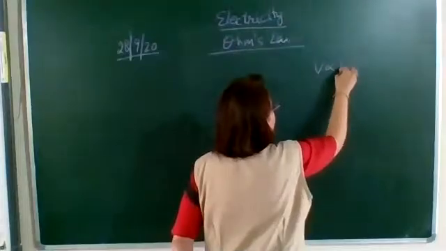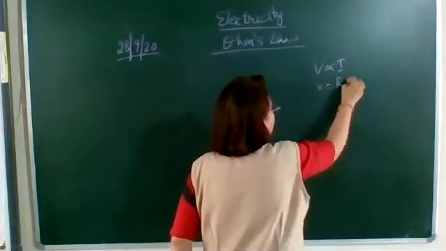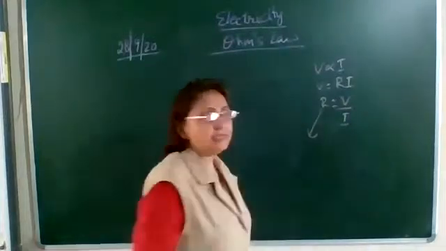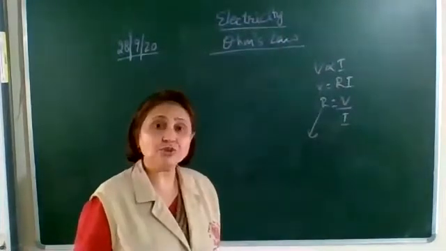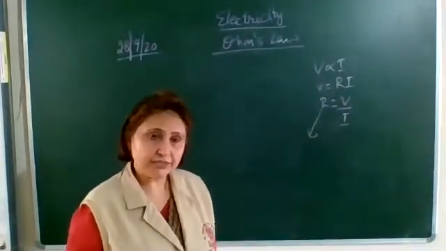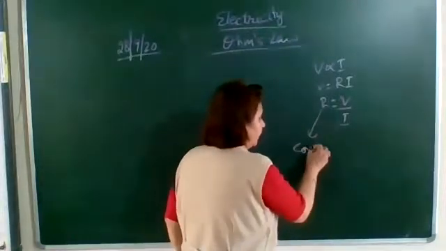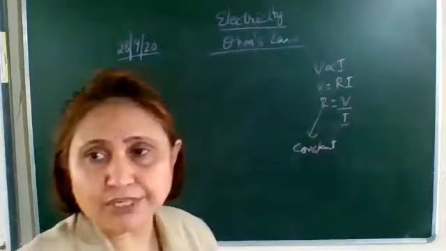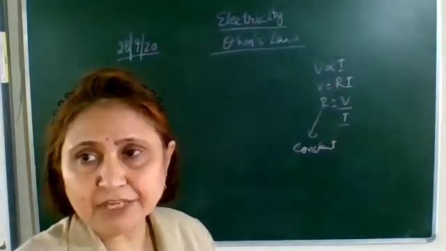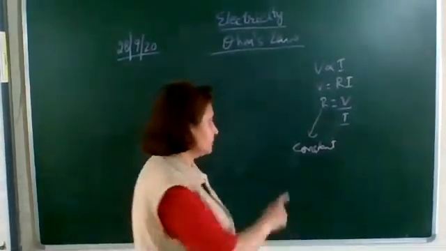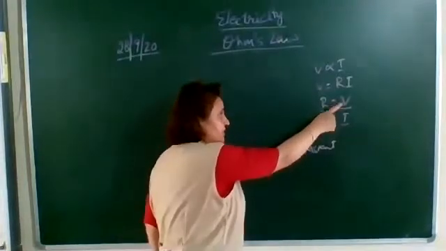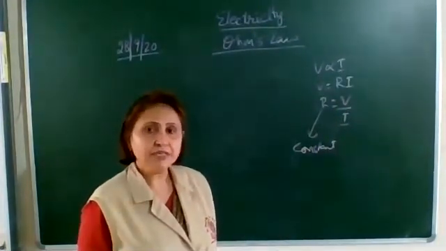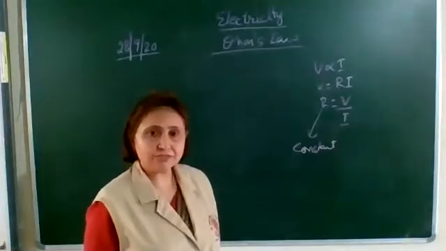So V directly proportional to I, V is equal to R into I. So R is equal to V upon I. Now this R, which is called the resistance, remains constant for a given conductor, when the physical conditions are also constant. Okay, then only this resistance will remain constant for a given conductor. So if we say that the resistance is constant, it means this ratio V upon I is constant.